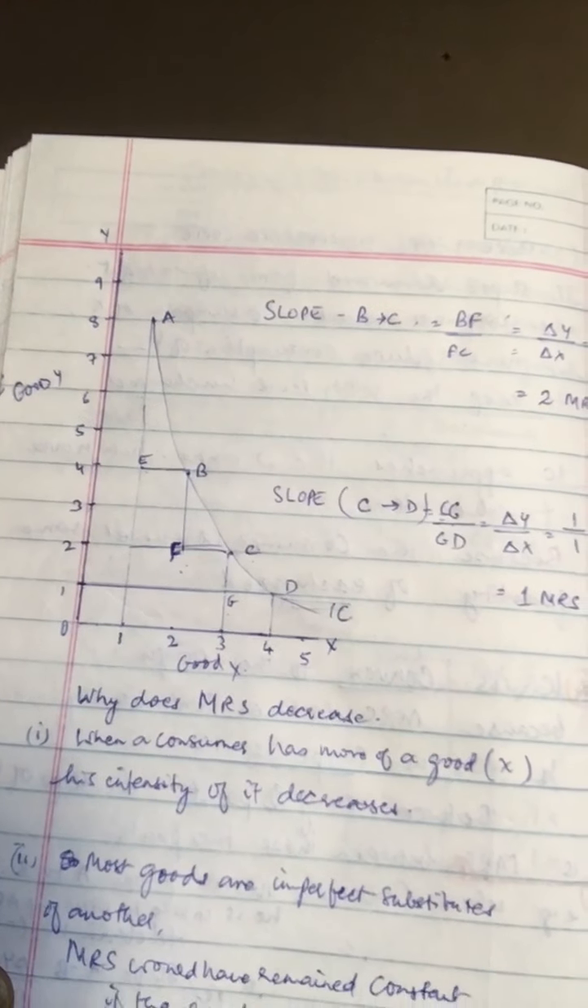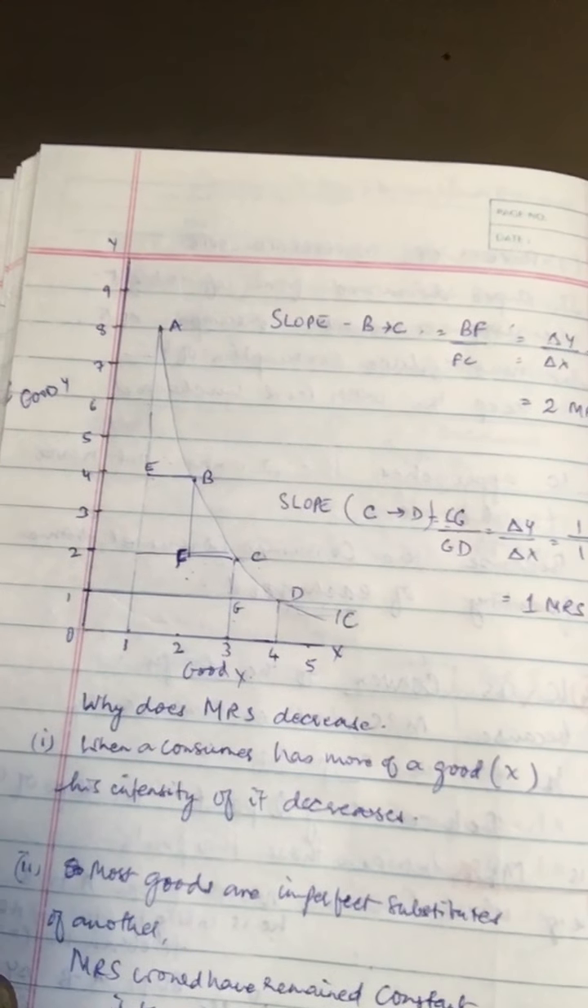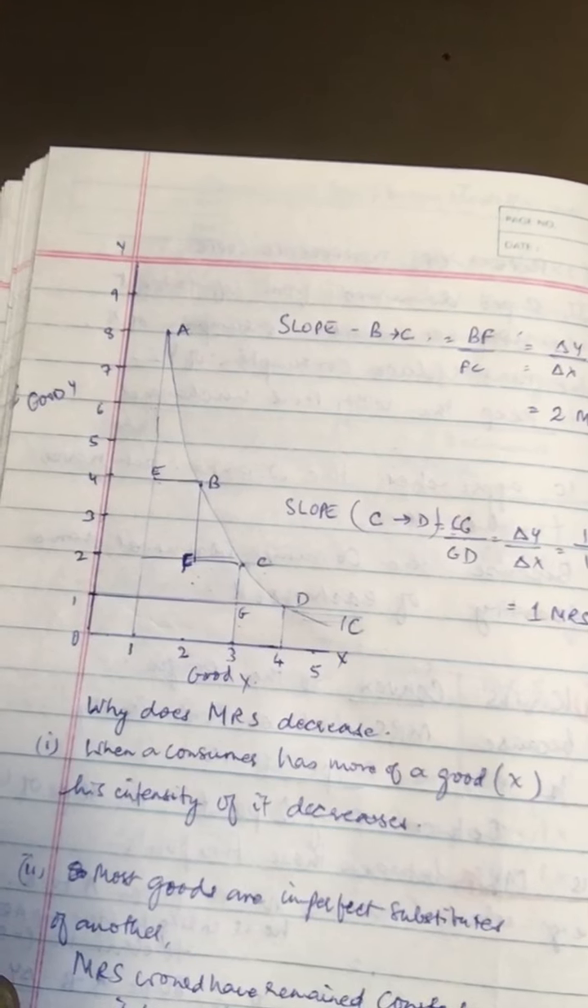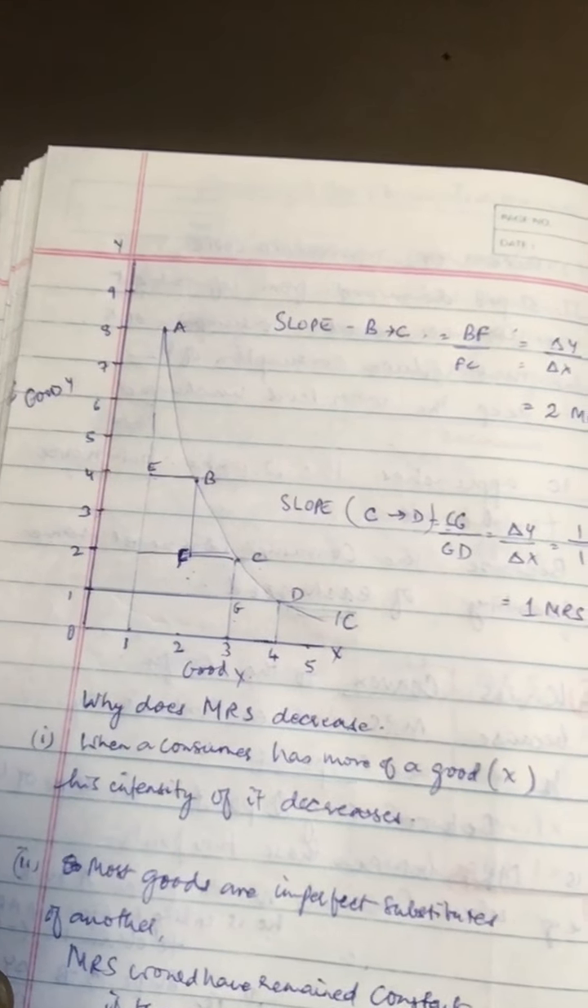This makes the indifference curve downward sloping and convex to the origin. It is not only downward sloping, but it is convex to the origin.